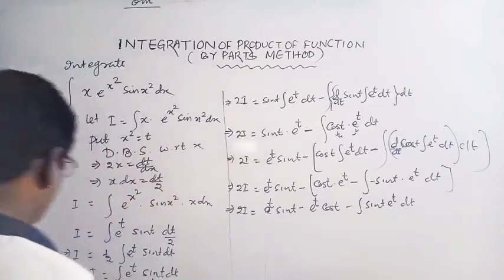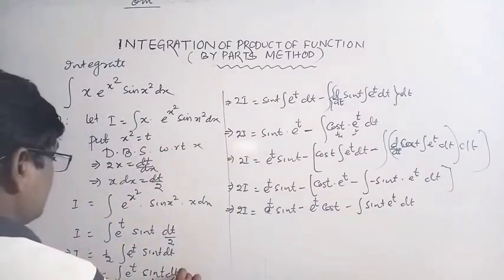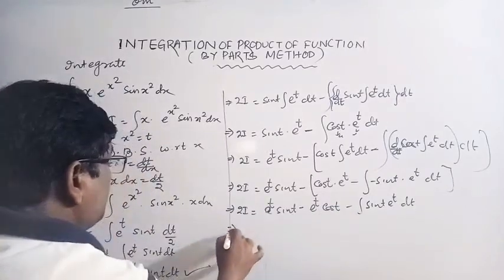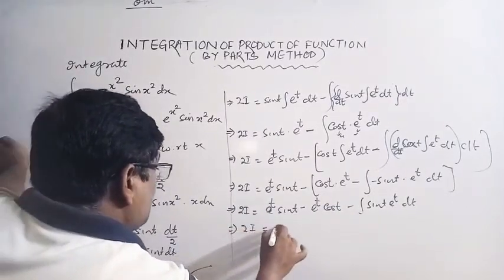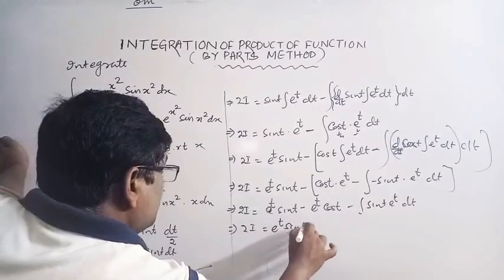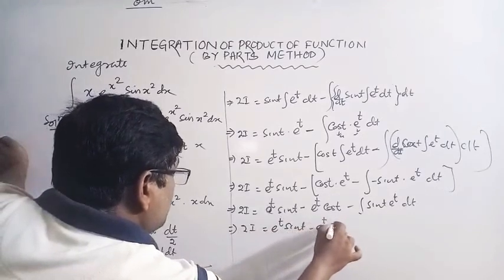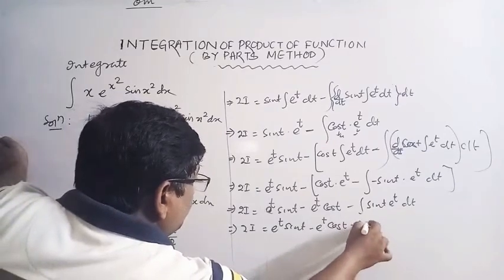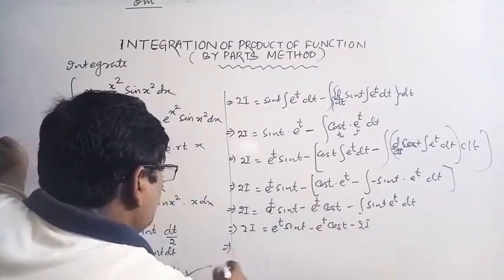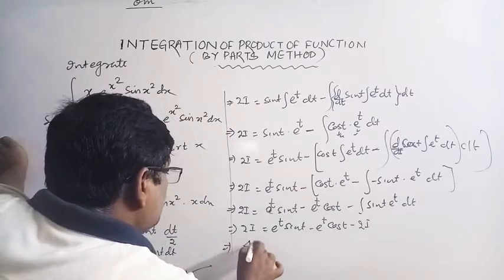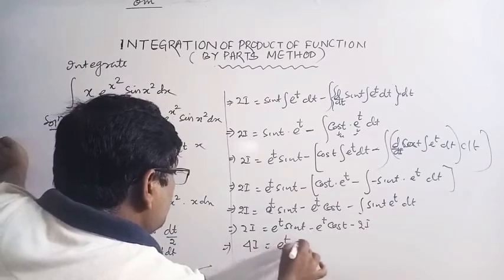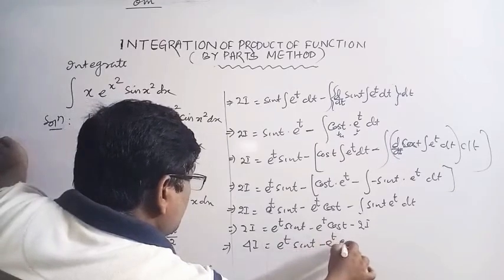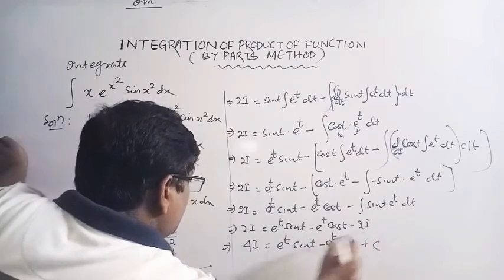This is equal to 2I. Clear? So this is 2I. So 2I is equal to e to the t sin t minus e to the t cos t minus 2I. So this is 4I is equal to e to the t sin t minus e to the t cos t plus any constant c.